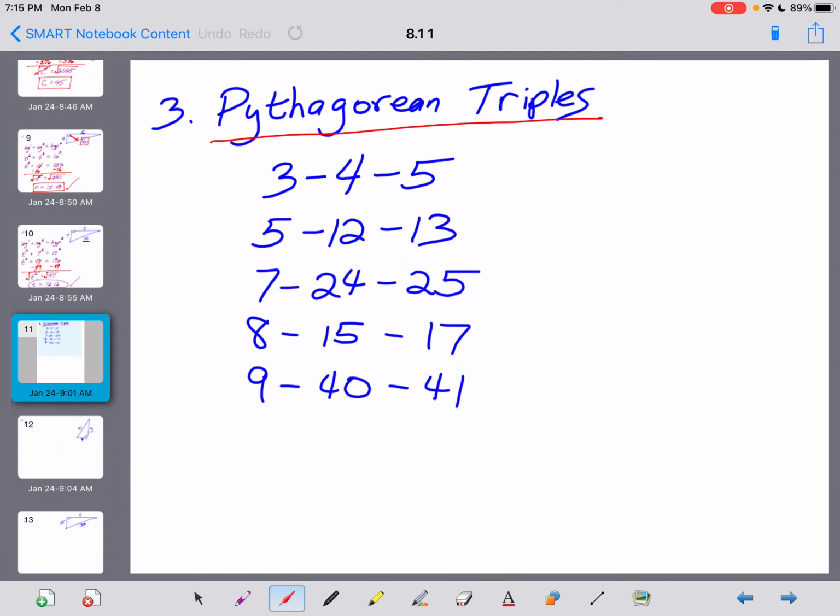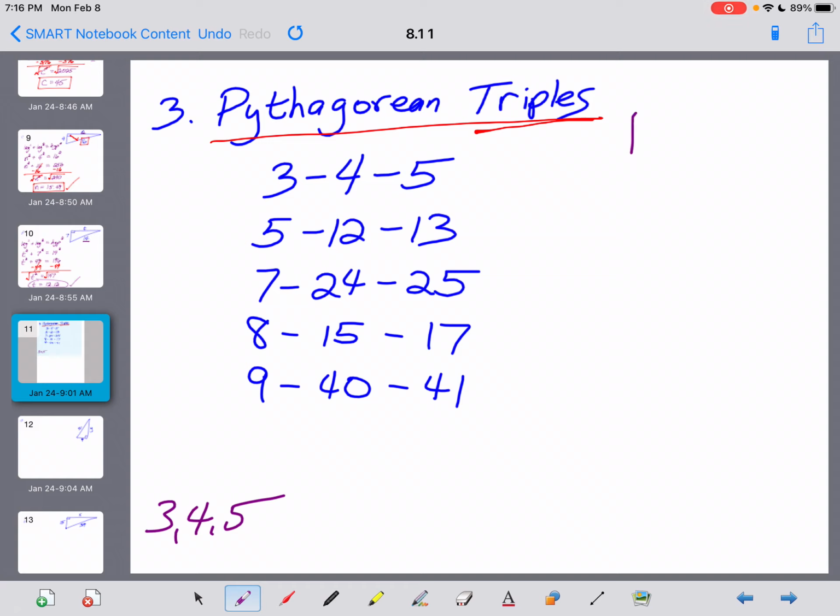A Pythagorean triple is a group of three numbers, hence the triple, that are all integers for which the Pythagorean theorem works on those three integers. So the first one we've got for you here is what's called a 3, 4, 5 triple. And everybody, these are not subtraction signs. I probably should write them with commas, 3, 4, 5, like that. I've just always written them this way.